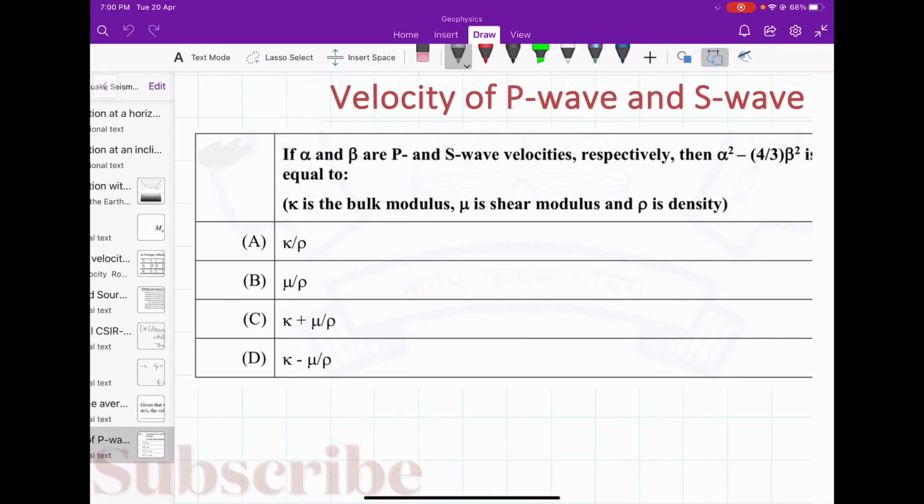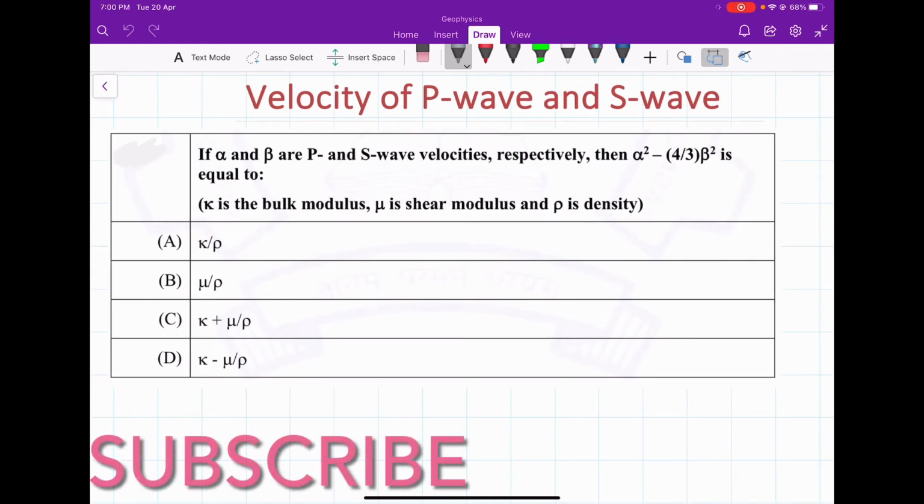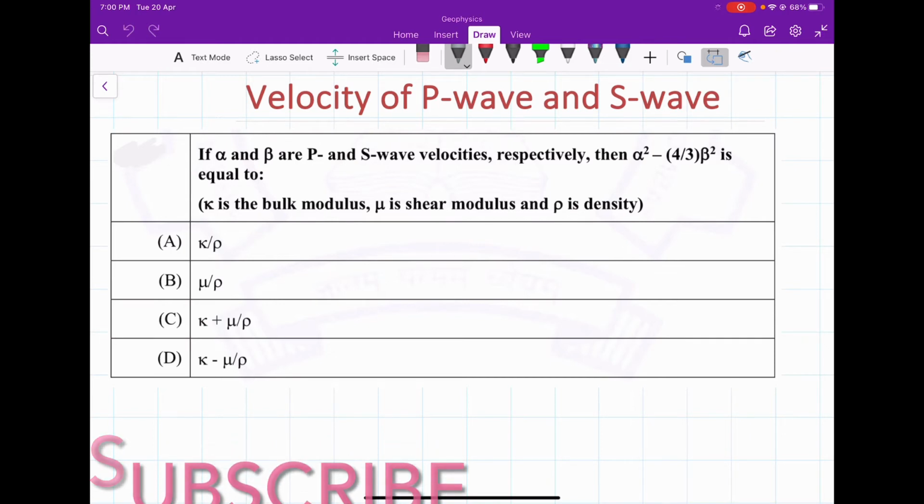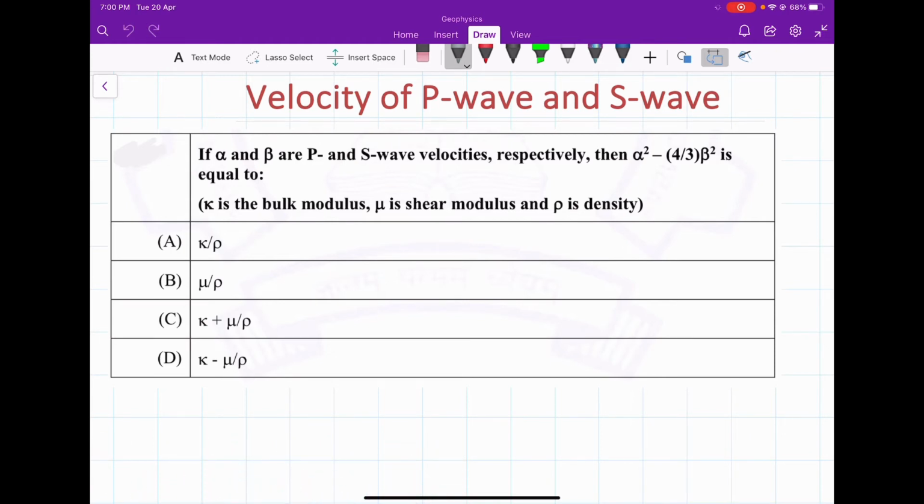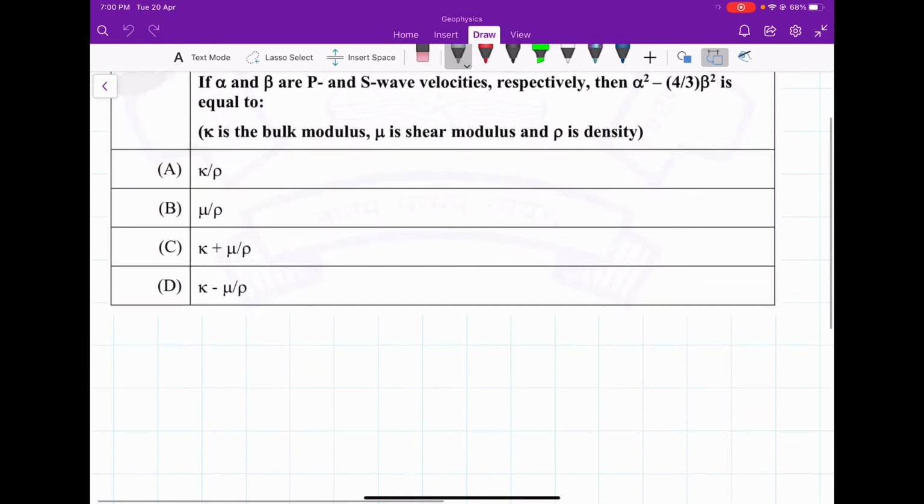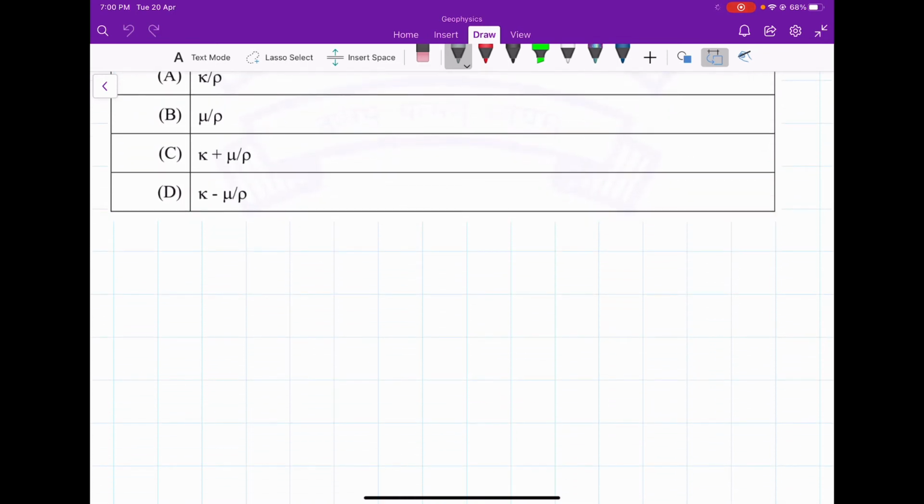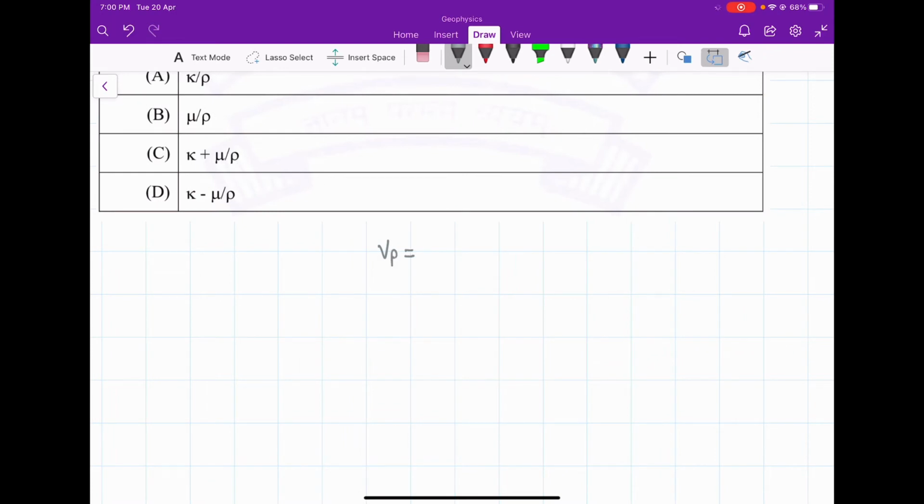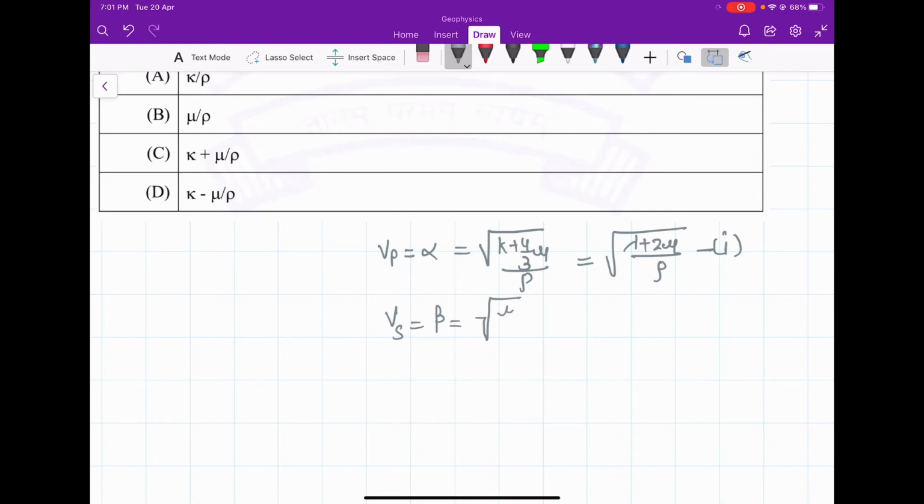Now the next problem is, if alpha and beta are the P wave and S wave velocities respectively, then you have to find the value of alpha square minus 4 by 3 beta square. As you know, Vp, that is primary wave velocity, or alpha, is equal to the square root of k plus 4 by 3 mu divided by rho, or you can say lambda plus 2 mu by rho. This will be equation number 1. Or beta, that is Vs, secondary wave velocity, is equal to the square root of mu by rho. This is equation number 2.